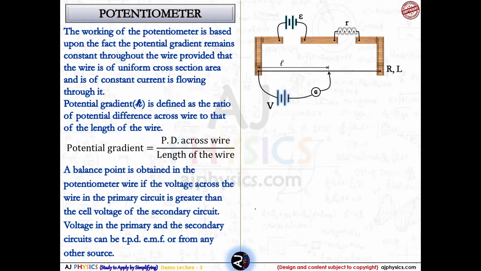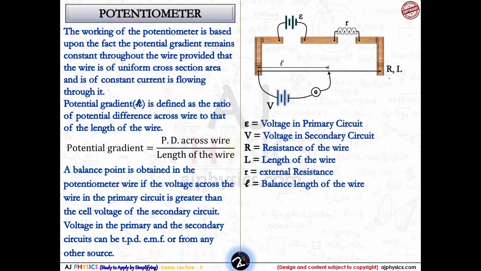And one important point I must tell you: the most important thing in the potentiometer circuit is the symbols. I have always tried to keep the symbols, these alphabets or variables, in my own way so that I can understand the question and directly substitute in the relation, whatever we'll discuss. Now, let me discuss these symbols first.